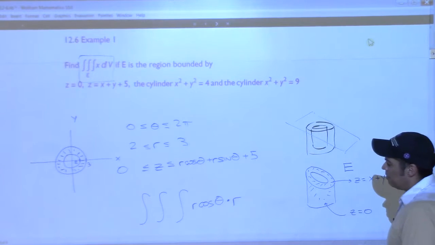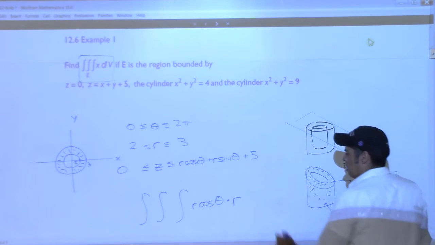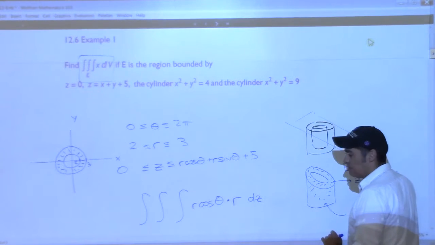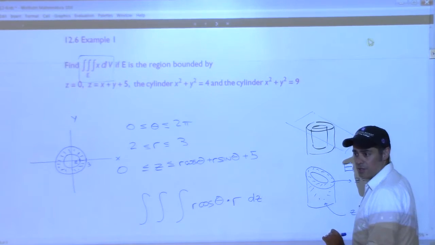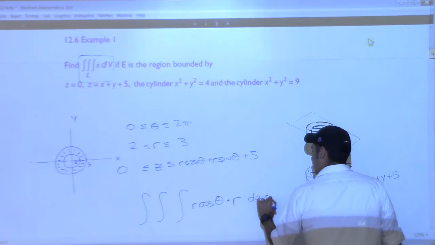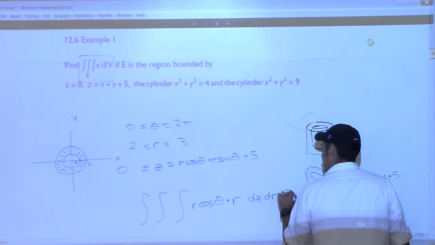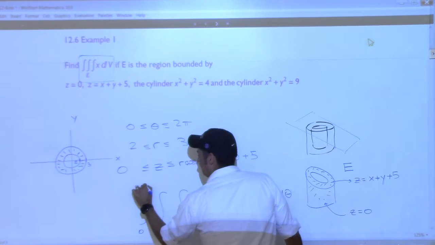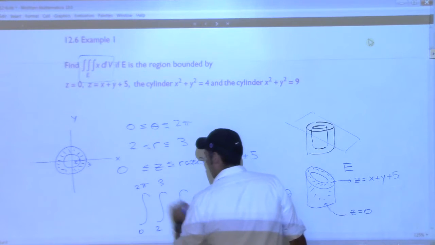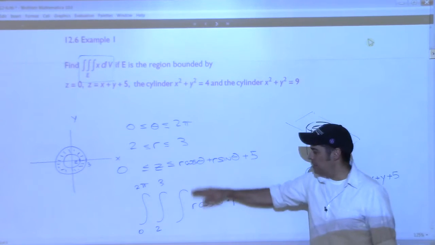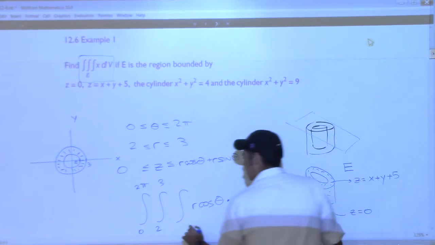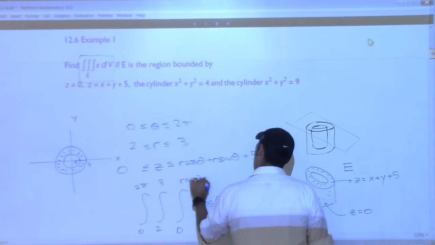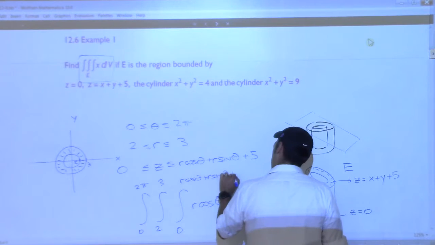And then we integrate first with respect to what? Z. Okay, z never changes in cylindrical. Z is always just z. And then dr, then d theta. And then over here, 0 to 2 pi, 2 to 3. And then look at our nasty limits of integration on the inner integral. 0 to r cosine theta plus r sine theta plus 5.